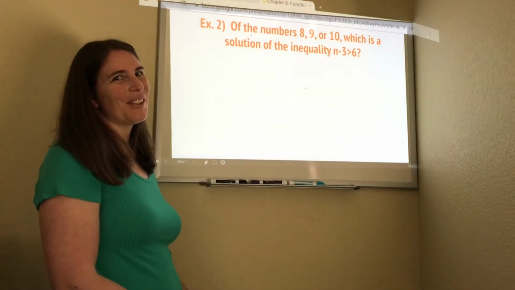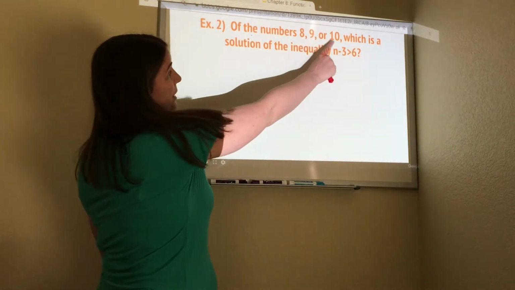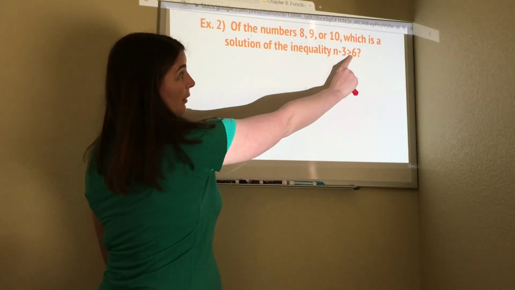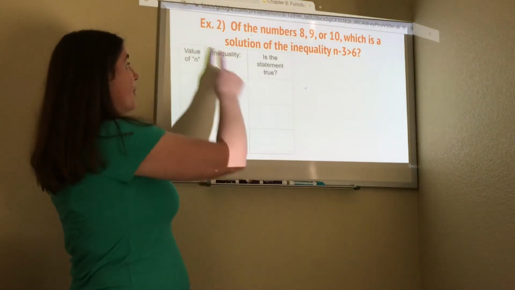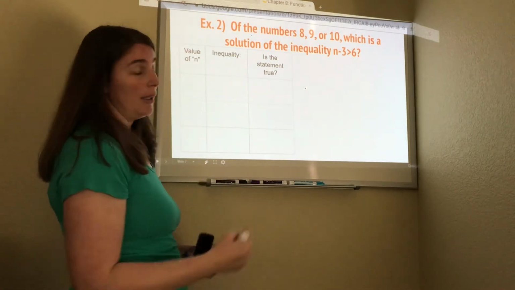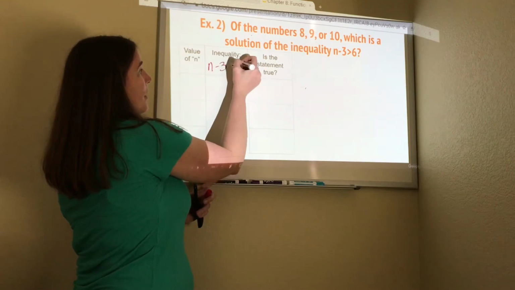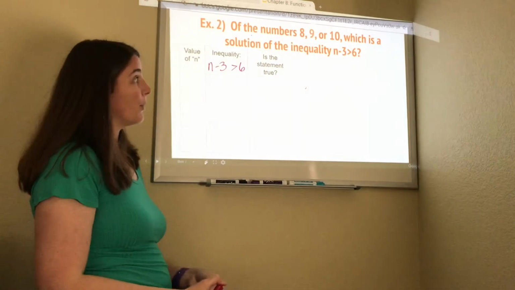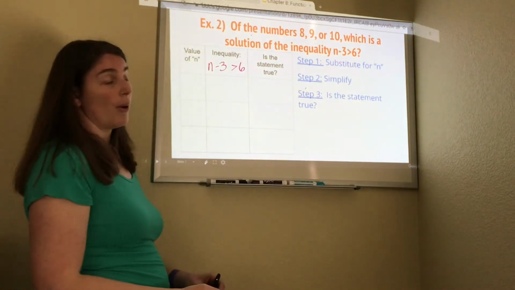All right, here's our next problem. Example 2. Of the numbers 8, 9, or 10, which is the solution of the inequality n minus 3 is greater than 6? We're going to set up the table again, like before. We're going to find the value of n, and then here's our inequality. So we need to write our inequality in here: n minus 3 is greater than 6. Now we need to figure out, is the statement true? The first step is to substitute for n.